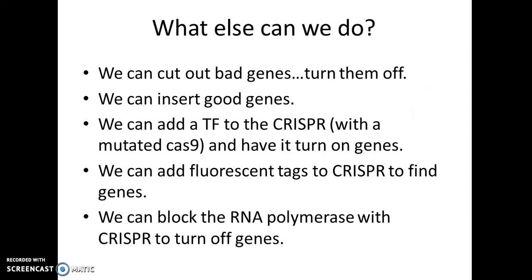So what else can we do with CRISPR? Well, we can cut out bad genes and turn them off. We can also have the CRISPR act as a repressor to stop DNA synthesis. We can insert good genes. We can add a transcription factor to CRISPR so that we can turn genes on. We can add fluorescent tags to CRISPR to find the genes. We can even block RNA polymerase to turn genes off.